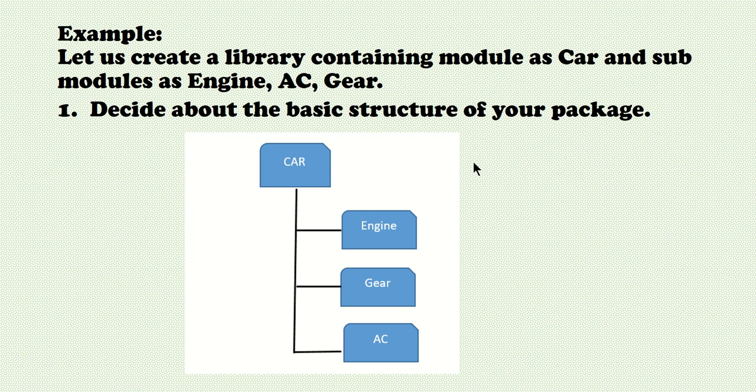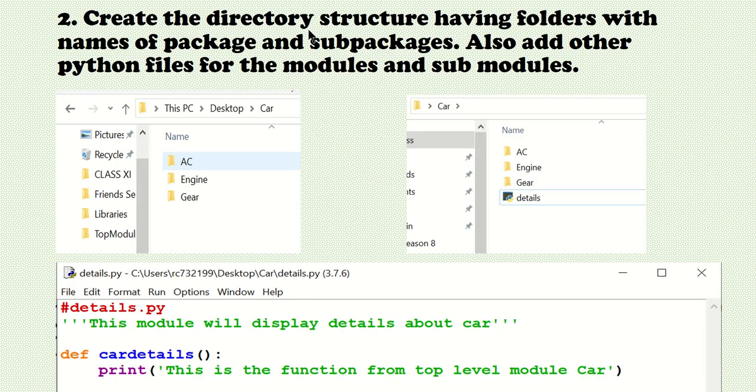Once you have decided your basic structure, the next step is to create the directory structure, having folders with the names of the package and subpackages. Create the directory in your computer wherever you are comfortable. Create the folder for the top level, that is the top module, car, and then the subpackages. Here on my computer I have created my module on the desktop, a folder with the name car.